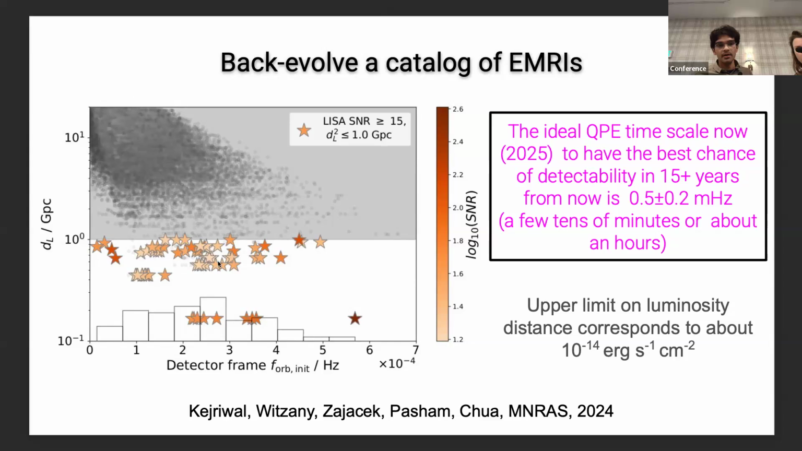So as you can see, the stars are the ones that have a signal to noise of greater than 15 with LISA. If you take a histogram of that, what you find is that they peak around 2.5 millihertz. That is the orbital period. But again, the QPEs will have half of that because the EMRI is interacting with the disk twice per orbit, right? So the time scale that we need these systems to have now so that they can be detectable with LISA, assuming they're EMRIs, of course, is something like 0.5 millihertz.